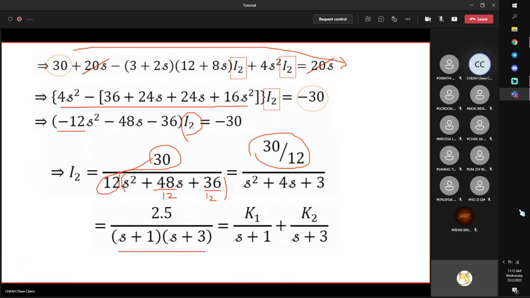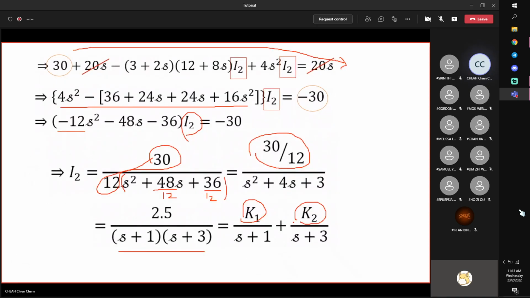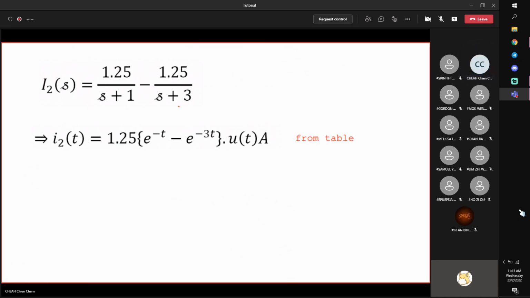Fortunately, it can be factorized into (s plus 1)(s plus 3), real factors, which means that it can be expressed as a linear combination of two first order fractions. This means that the remaining job is to find these two unknowns, A, B, or K1, K2, or A1, A2, it's just a notation. And to find these, you use your cover-up rules, or basically you multiply by the factors and substitute that value into it. You can check that K1 is 1.25, K2 is negative 1.25.